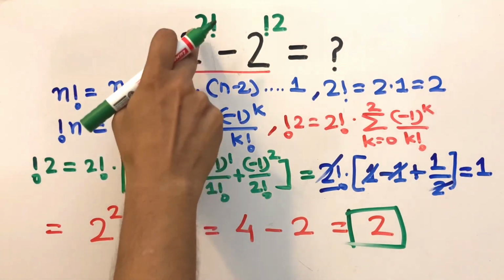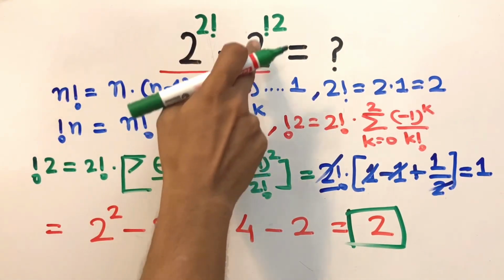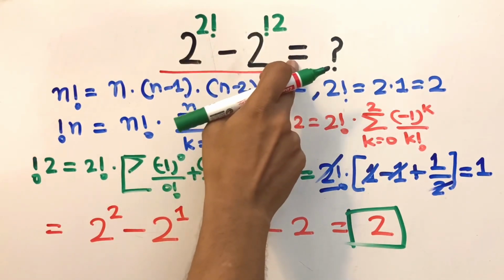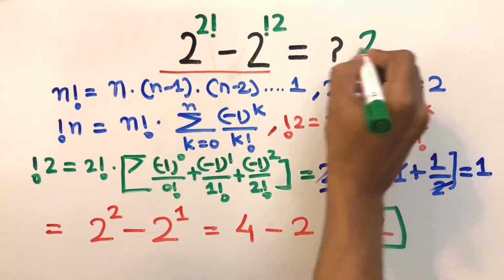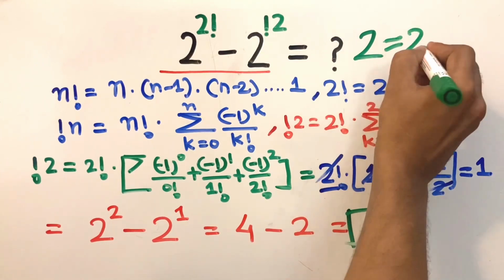So 2 to power 2 factorial minus 2 to power subfactorial of 2 is going to be 2, which is also equals to 2 factorial.